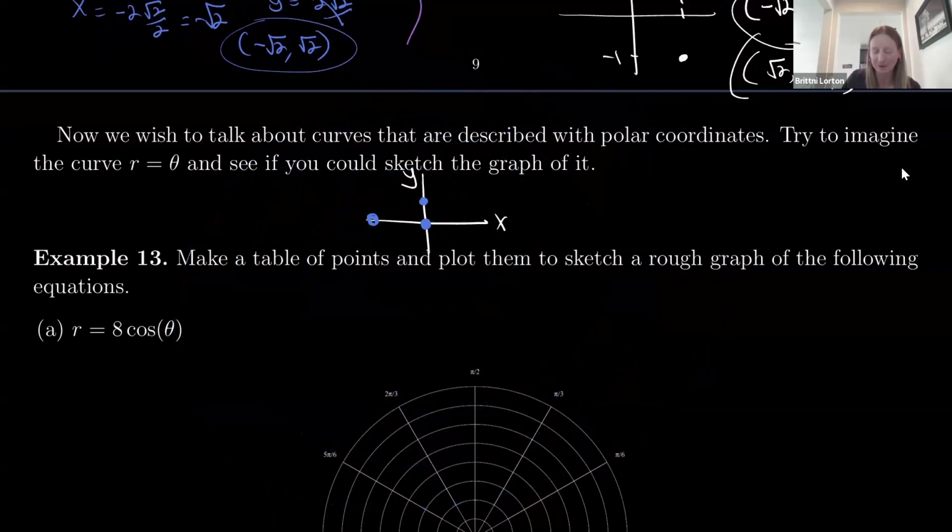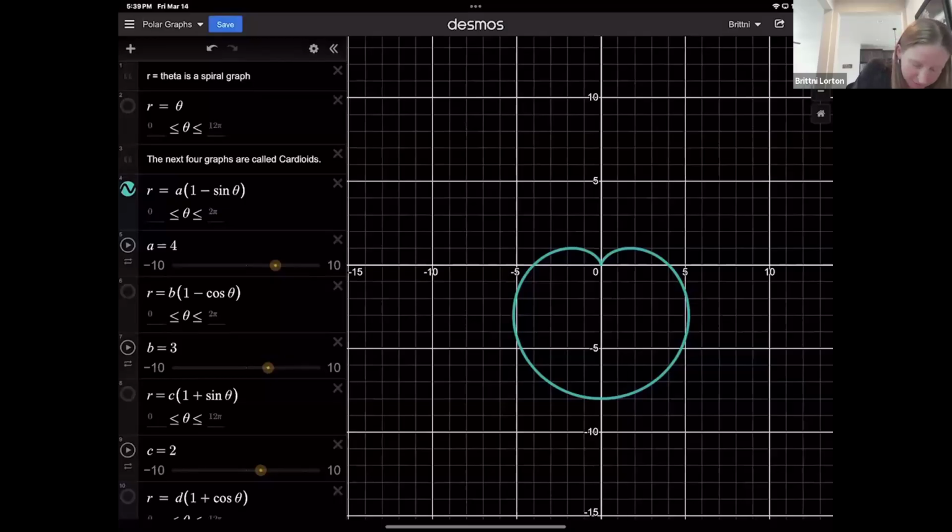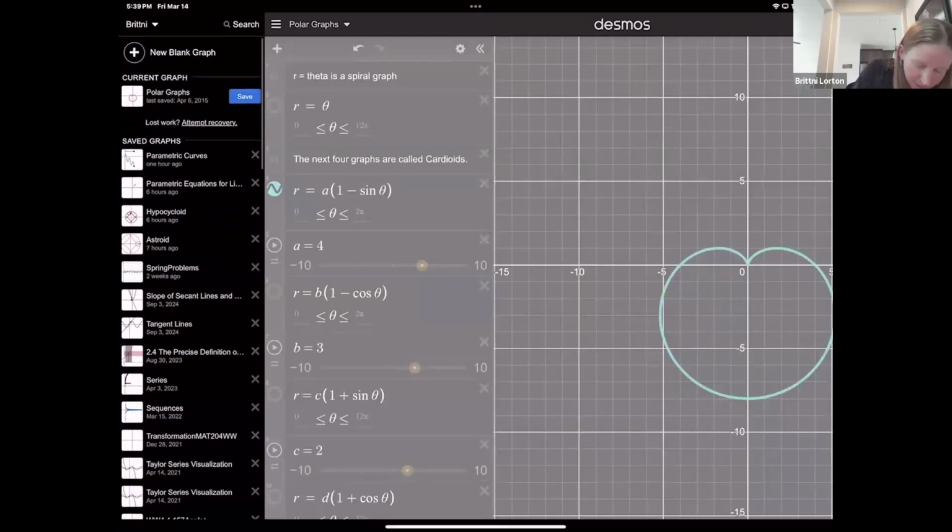Let me show you that in Desmos. So the spiral is what we're looking at there. I think it is worthwhile to see. Let me just open up a new graph.